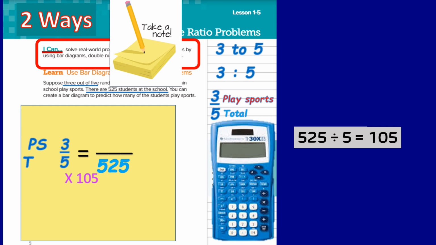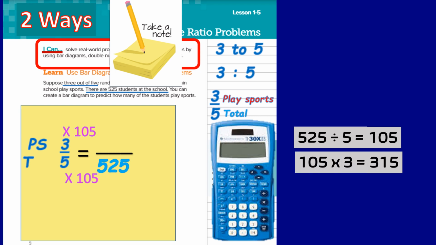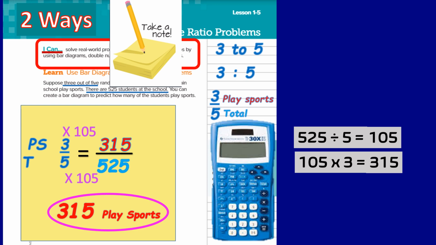So I show at the bottom of my ratio that I'm multiplying it by 105, which then tells me now I go to the top and I multiply by 105. So then I'm going to type into my handy dandy calculator 105 times 3, and that tells me my final answer is indeed 315. 315 what? 315 play sports.